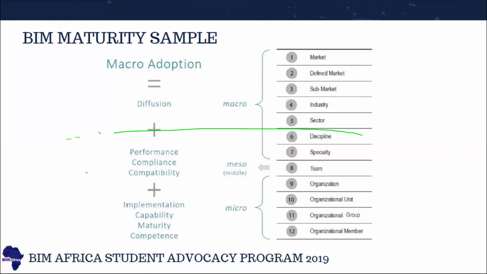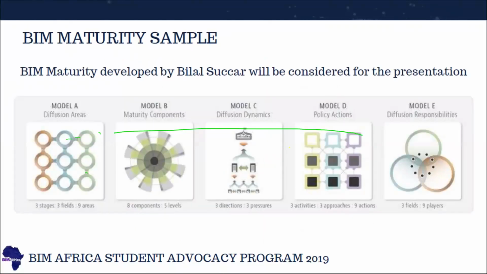Okay, so Bilal Succar developed this in collaboration with Mohammed Kassem, who is an associate professor at Northumbria University in the UK. They started working together on this, I think, for about 6 or 7 years. So they developed 5 different models.